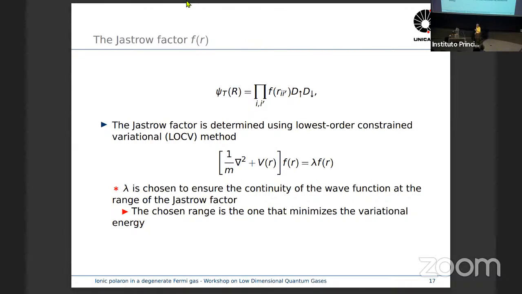Okay. How do we choose this factor of the Jastrow form? What we do is use this lowest order constrained variational method, which means solving this Schrödinger-like equation. And we look for lambda such that the wave function, this Jastrow factor, ensures the continuity of the wave function at a given range. And this range is chosen in a way that minimizes the energy of this equation.